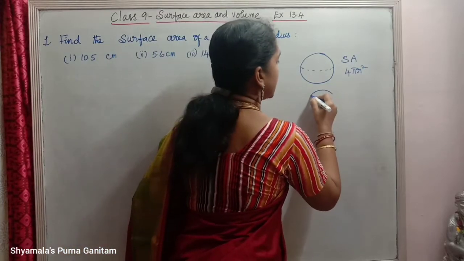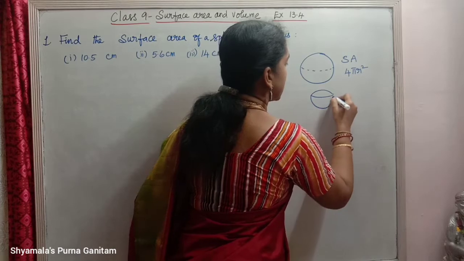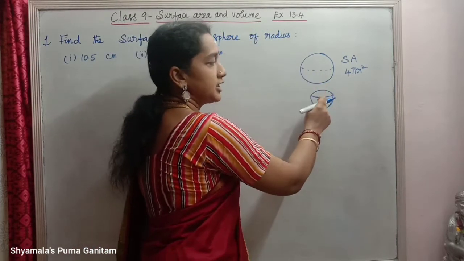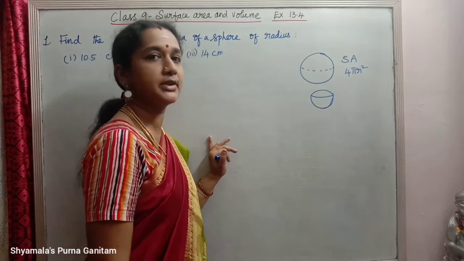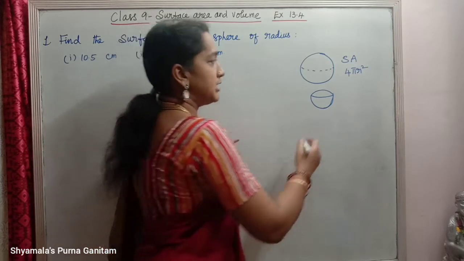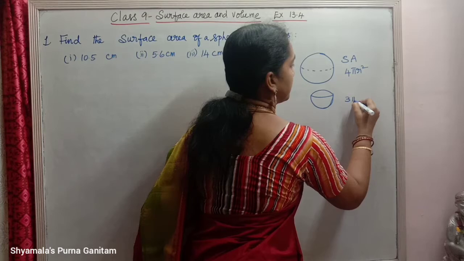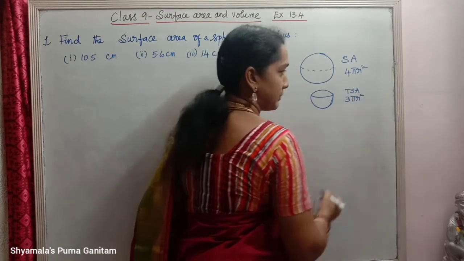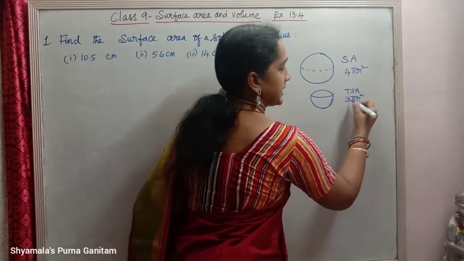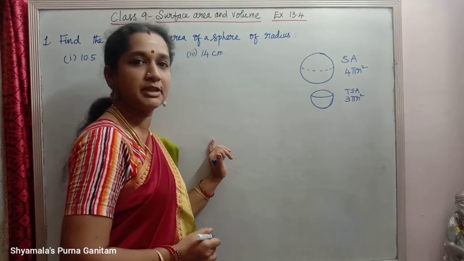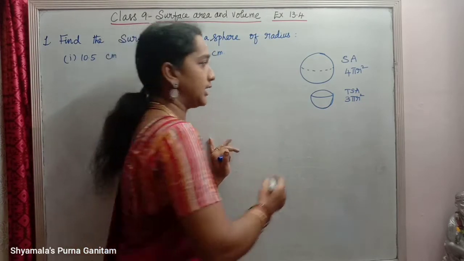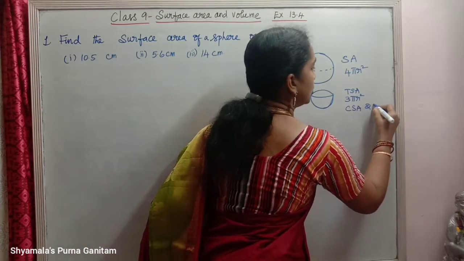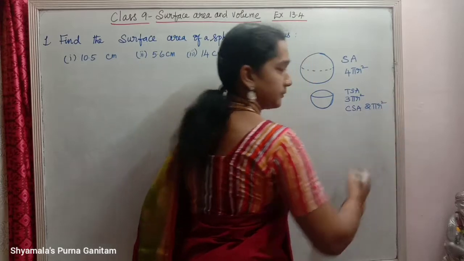Then total surface area of a hemisphere. This is sphere, this one is hemisphere. Total surface area of a hemisphere is 3 pi r square. So this is TSA of hemisphere. Then TSA of hemisphere is 3 pi r square and CSA of hemisphere is 2 pi r square.